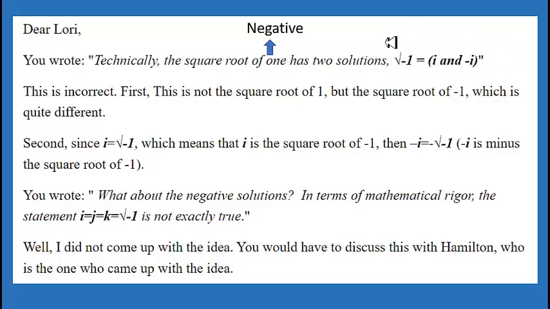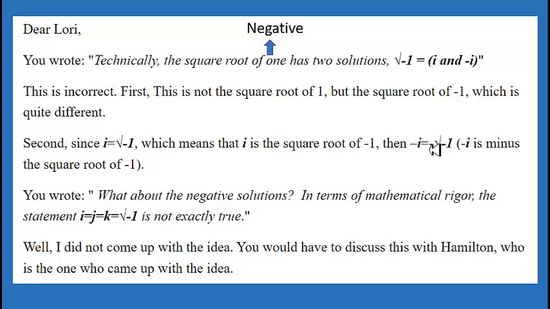I was really talking about this, and what I said is technically the square root of -1 is i and -i, where i is the identity of the imaginary numbers. Then he came back with, "Second of all, since i is equal to the square root of -1, okay, this is where I have a problem right here, which means that i is the square root of -1." Well, he wrote that here and then wrote it again. I guess he was just being clear.